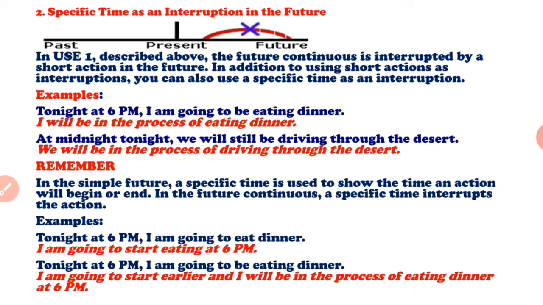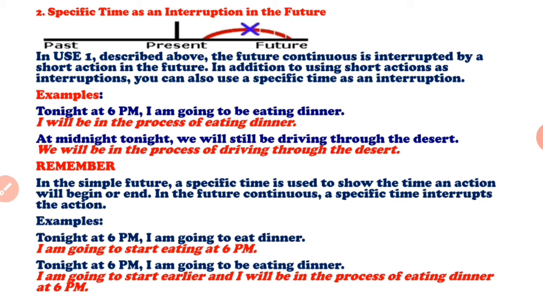This is the difference. In simple future, it indicates the beginning or ending. But in future continuous, it will interrupt the first action. Interrupt means the impact of the second action will affect the first action. Examples. Tonight at 6 p.m. I am going to eat dinner. Here you can check. I am going to eat dinner. This is also denoting the future time.